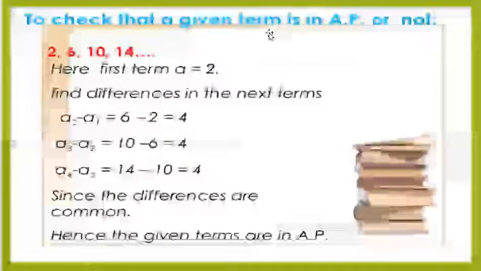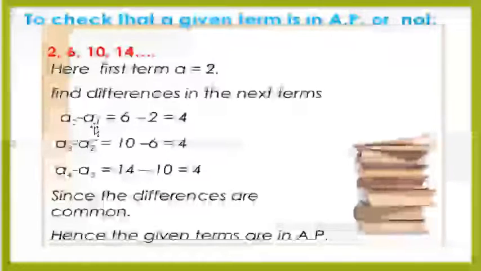To check whether a given sequence is an AP or not. Now see here, 2, 6, 10, 14. This one sequence is given. Here the first term is a equal to 2. Find the difference between the next terms.